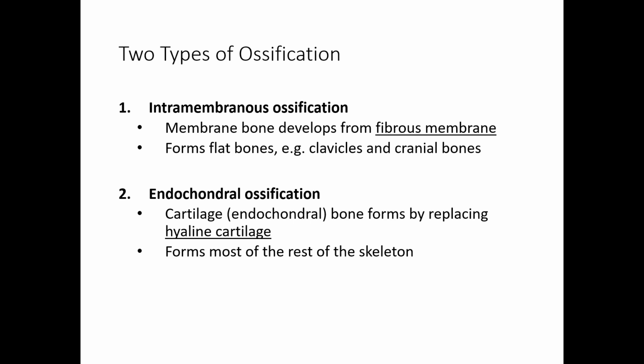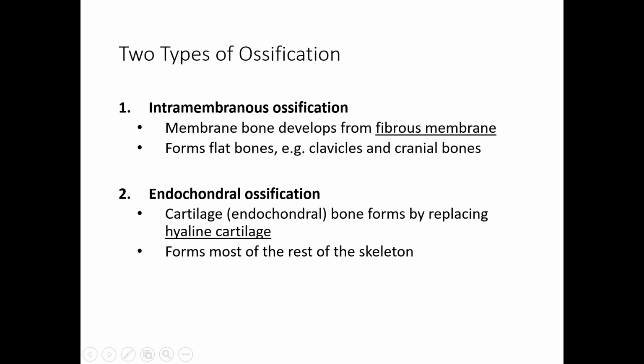So there are 2 types of ossification. Intramembranous, when bones develop from a fibrous membrane or thin layer of fibrous connective tissue. That's how our flat bones form. Those would be bones of the skull, clavicles, cranial bones, and mandible.